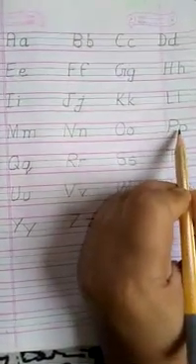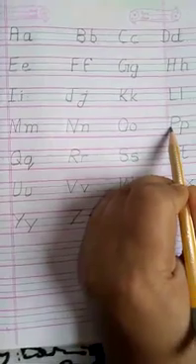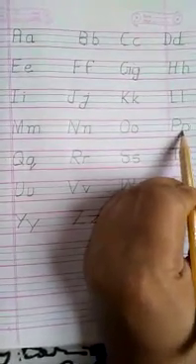Capital P and a small p. And the sound of P is P. And P for pen. P for pen.